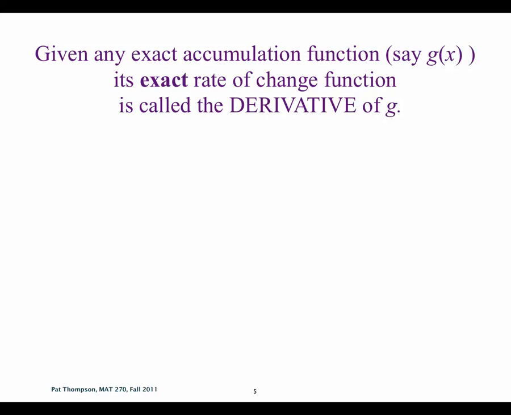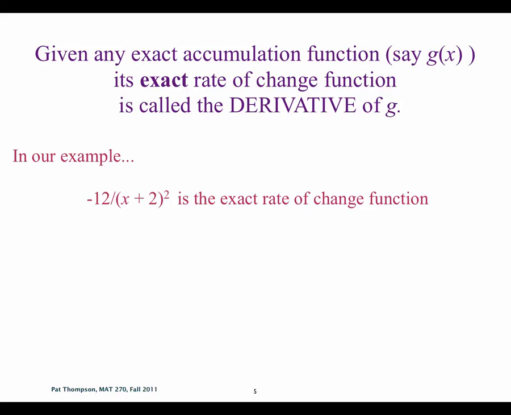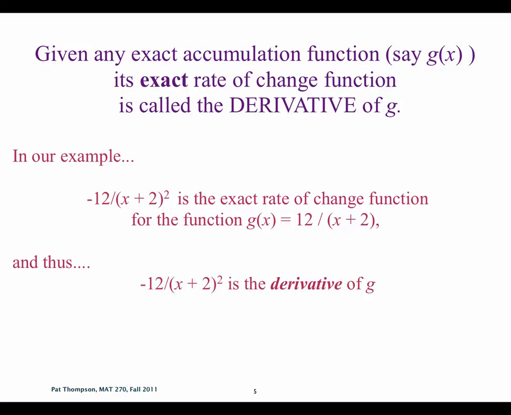Okay, so given any exact accumulation function, g of x, like we just had, its exact rate of change function is called the derivative of g. It's called the derivative. So, in our example, negative 12 over x plus 2 squared is the exact rate of change function for the function g of x equals 12 over x plus 2. That's what we just found by doing the math to find the closed form. Okay? And thus, negative 12 over x plus 2 squared is the derivative of g.